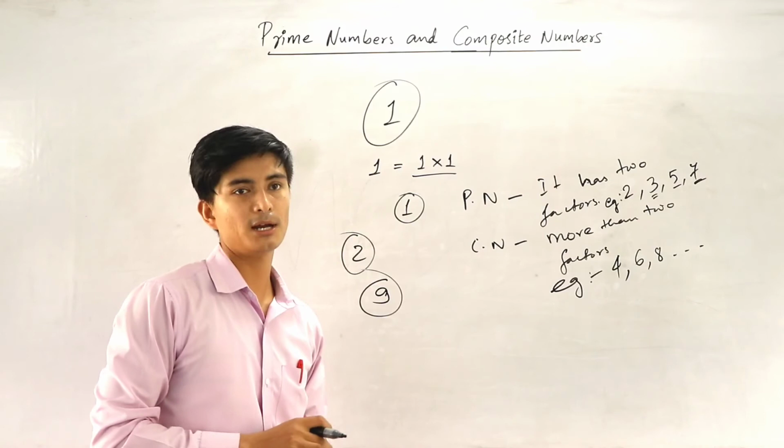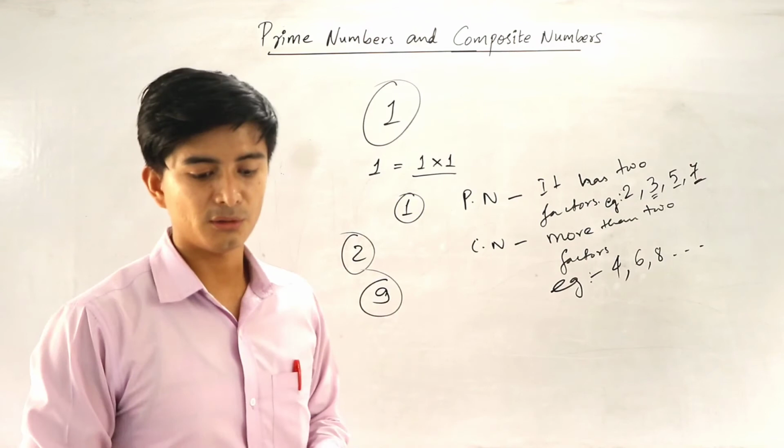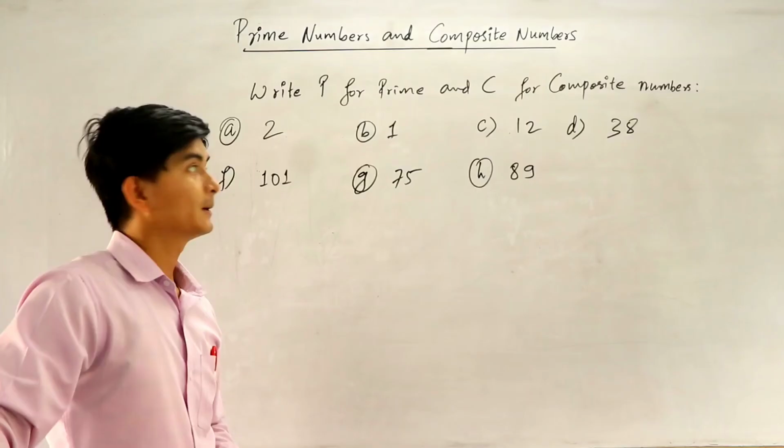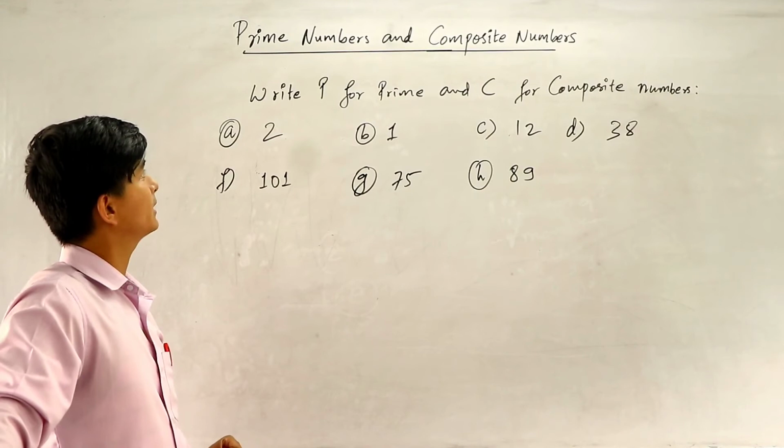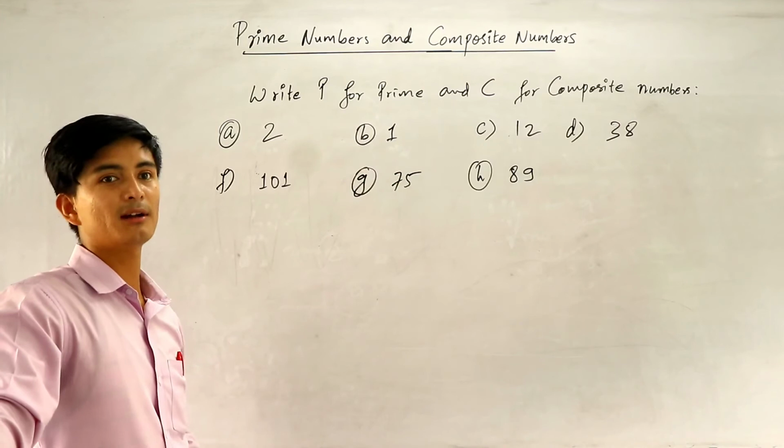These are composite numbers. So, I am going to give you some work. Okay, I have some questions over here. You can write P for prime number, and if the number is composite, then you can write C in a simple way, right? So, in the first one, I have written here 2.